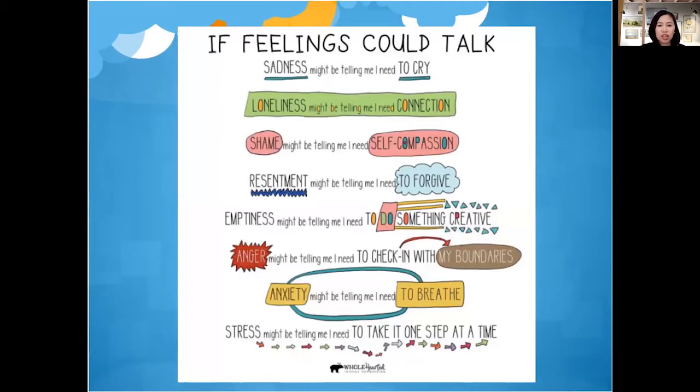Okay. I want to share this because I find it really nice and very insightful. If feelings could talk, sadness might be telling me I need to cry. And loneliness might be telling me I need connection. Shame might be telling me I need self-compassion. And resentment might be telling me I need to forgive. Emptiness might be telling me I need to do something creative. And anger might be telling me I need to check in with my boundaries. Am I too open, are my boundaries too permeable? Not set, so I'm always abused. Anxiety might be telling me I need to breathe. And stress might be telling me I need to take it one step at a time.